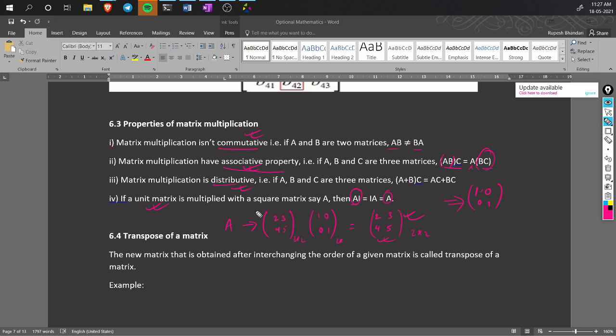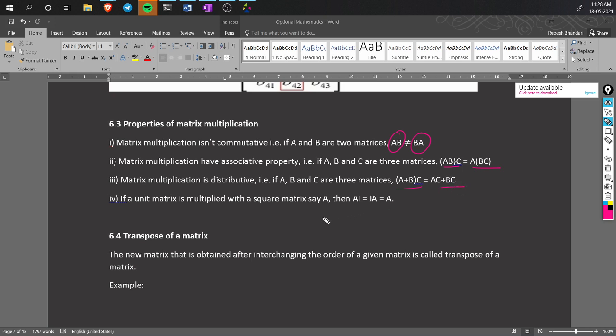So that is known as the properties of matrix multiplication. Always remember that AB is not equal to BA. Then there is the associative property, which says that if A, B, C are three matrices, and you multiply AB first and then multiply C, that will be equal to multiplying BC first and then multiplying it with A. Also, if you add A plus B in brackets first and then multiply it with C, it will be equal to A multiplied by C plus B multiplied by C.